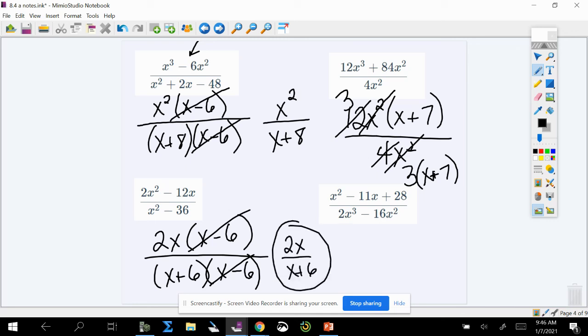And again, I can't cancel anymore. It's so tempting to want to cancel the x on top and the x on the bottom. That x on the bottom is not being multiplied, it's being added. Don't over cancel. That's probably the number one mistake.